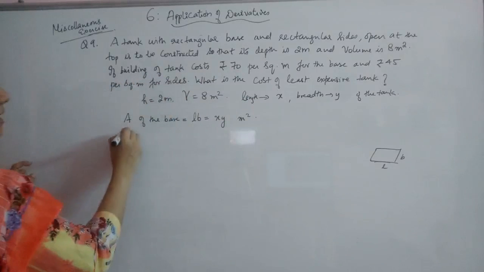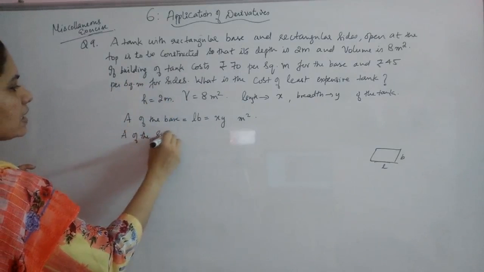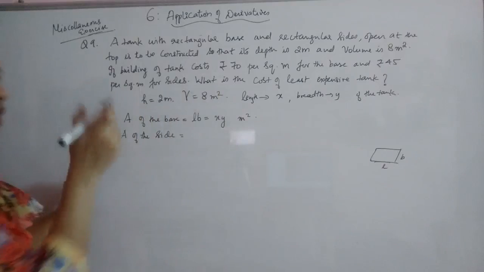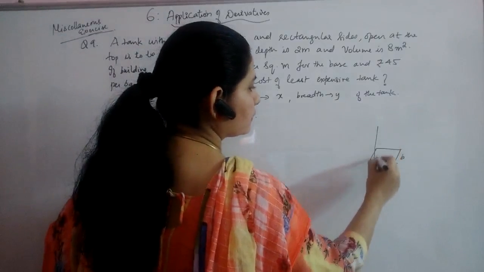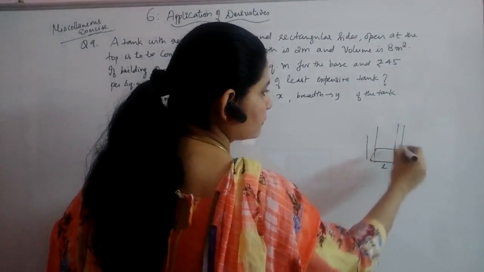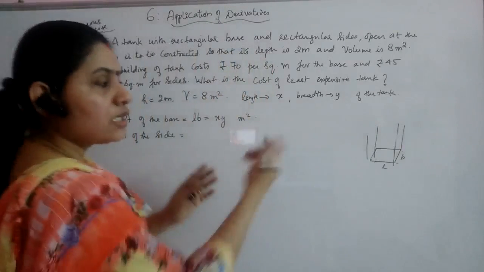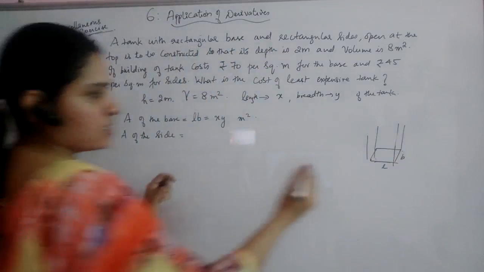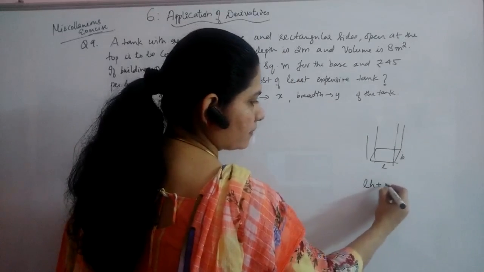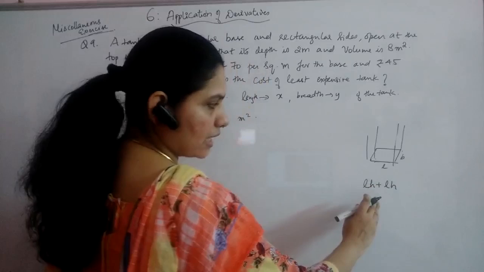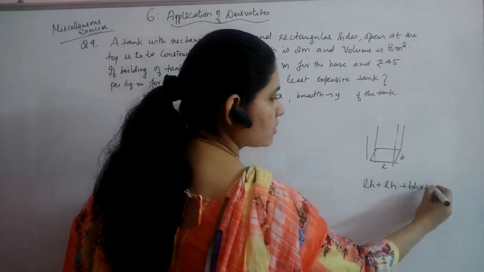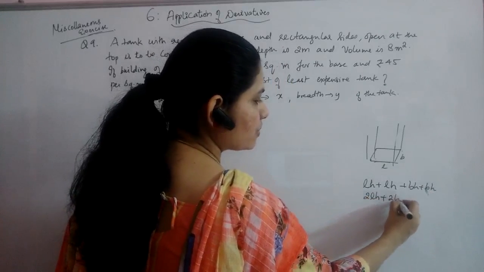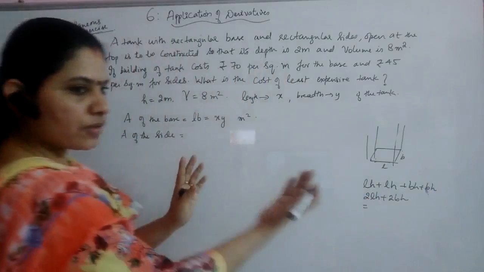That means area of the sides. What will that be? You will have 4 sides. All the 4 sides will have a structure like this: one will be H, one will be L, one will be H, one will be B. So a length and a height, a length and a height. So 2 length and height you will have, and breadth and height twice, right? That means 2LH plus 2BH. Those will be your 4 sides.